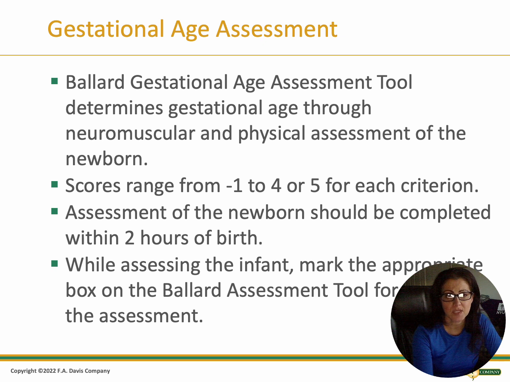And again, it determines gestational age through both neuromuscular as well as physical assessment. Score is on a range of -1 to 4 or 5. Usually should be completed within 2 hours. And the tool is available on the module, so you can see an example of what that tool looks like, and you can also see an example of the tool on page 410.